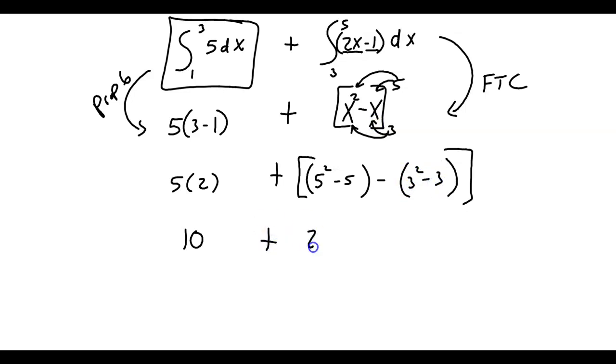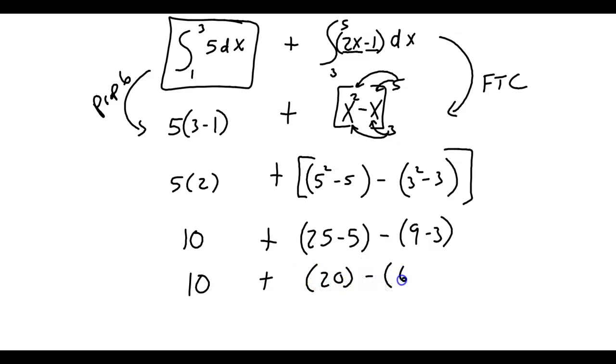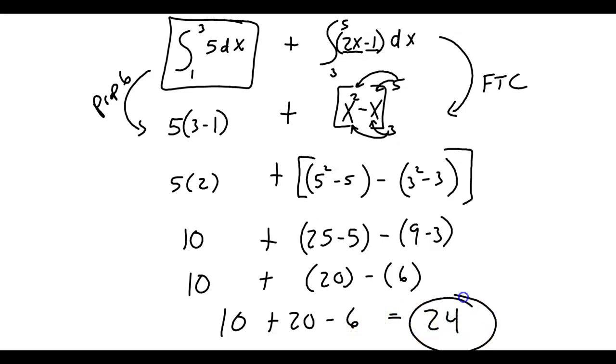And so I end up with 25 minus 5 minus 9 minus 3. That's 20. That's 6. Final answer there looks like 24 to me. And there you go. Now all this is review. Everything I have right here is review.